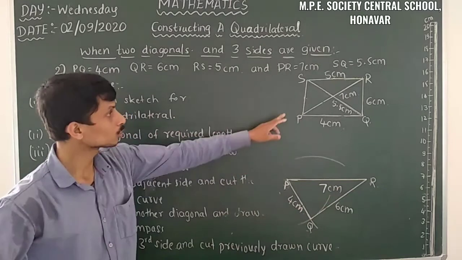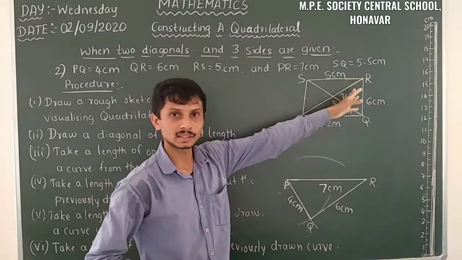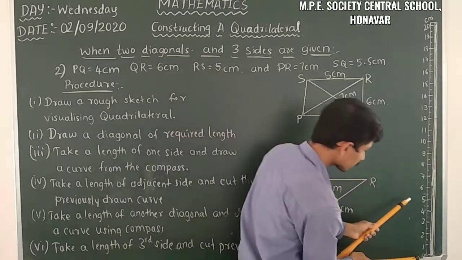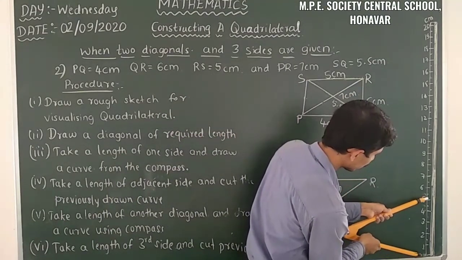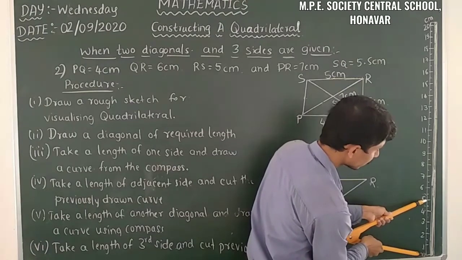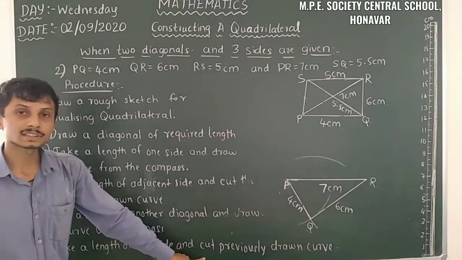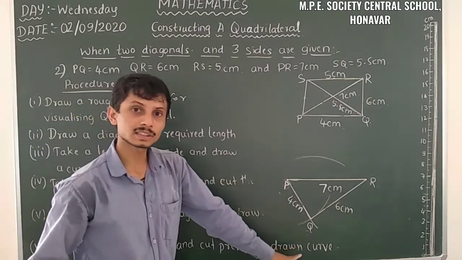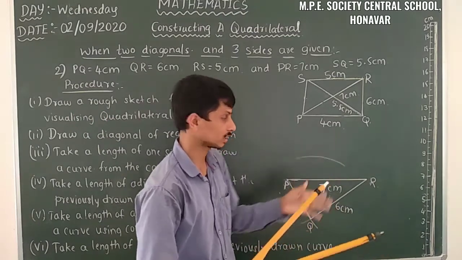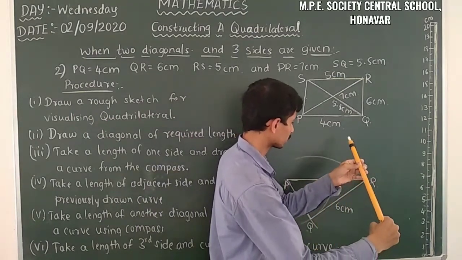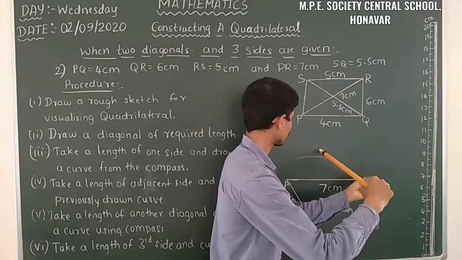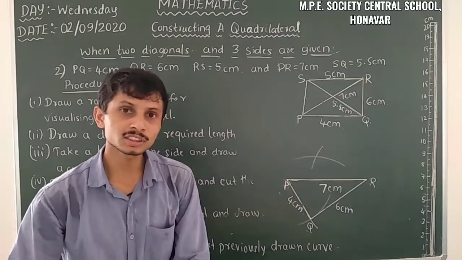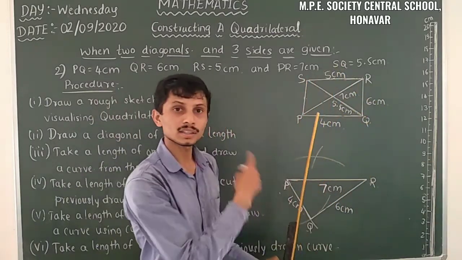Then what do you have to do? Take the length of one side, which is 5 centimeters. Yes, this is 5 centimeters, and then cut the previously drawn curve. It's the third side. After that we cut the previously drawn curve from the required location, that is from R. So we cut like this. Then what do you have to do? Just join all the sides here.